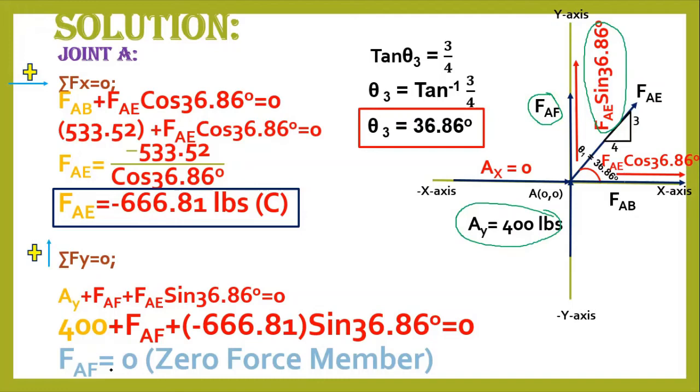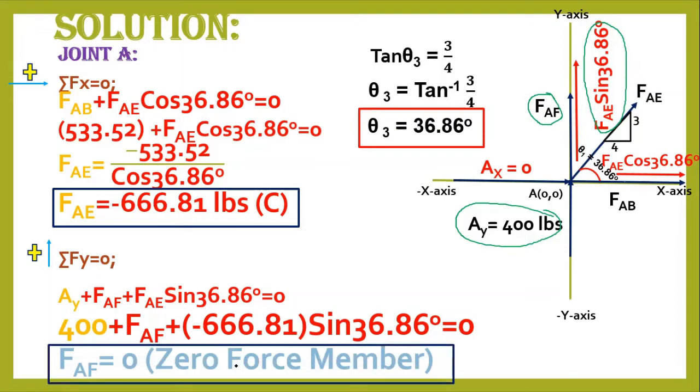So we will get the value of FAF, that is coming out to be 0, because this is also coming out to be minus 399.99, so it is around 400. So when you subtract 399.99, you will get the 0 value. So it becomes a zero force member. Hopefully you will understand this joint A, how we have calculated and how we have drawn the free body diagram over it. Hopefully it will be clear to all of you.